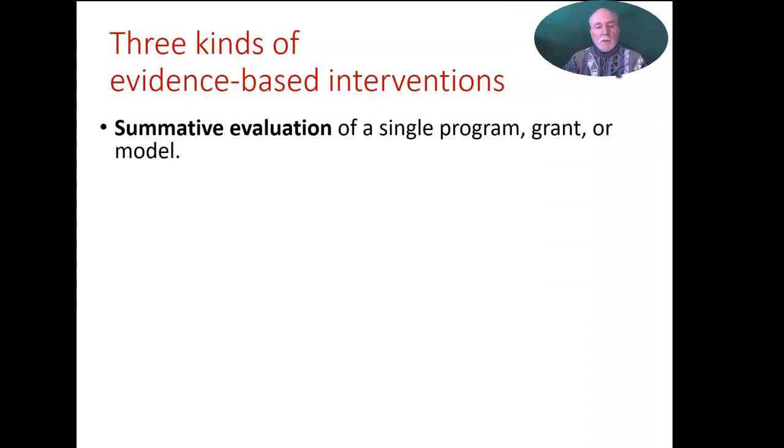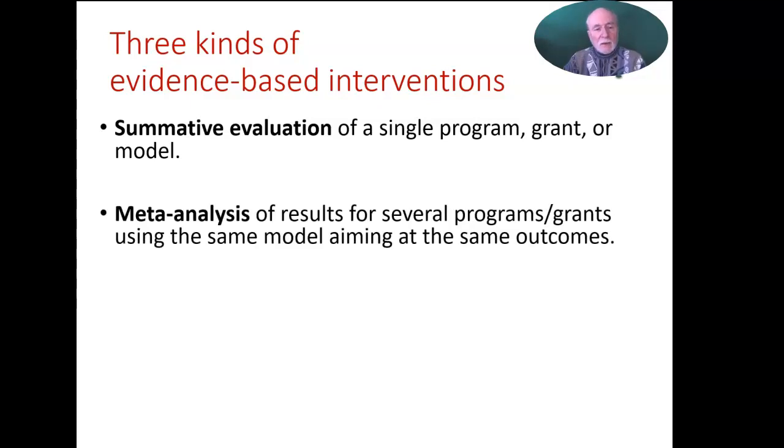The first of these is a summative evaluation of a single program, grant, or model, where a conclusion is reached based on the evidence about the merit, worth, and significance of an individual program. A second form of evidence-based integration is meta-analysis of results for several different programs and grants, but all using the same model and measuring the same outcomes, where those separate project evaluations are integrated and aggregated through meta-analysis to reach a more valid and credible conclusion about the effectiveness of the model.